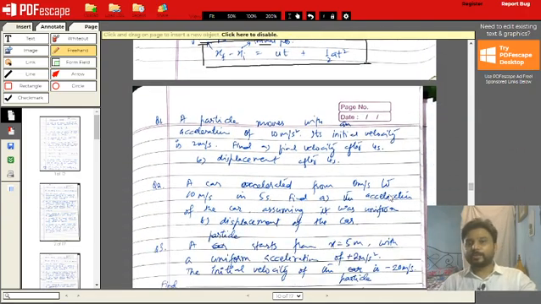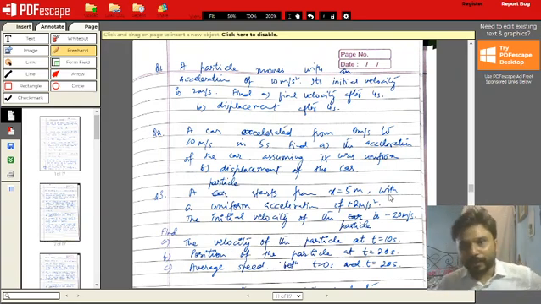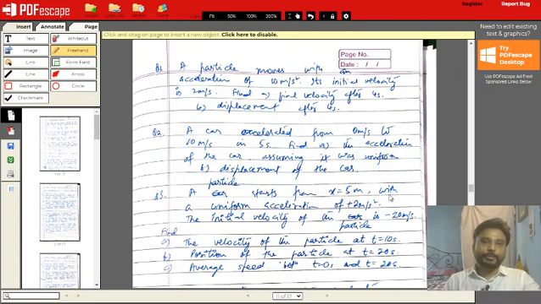Now let us jump to some questions. Question number 1: a particle moves with an acceleration of 10 meter per second square. Its velocity is 2 meter per second. Find the final velocity after 4 seconds and find the displacement of the particle after 4 seconds. This is the objective, or the question, what we want to do. We want to find the final velocity and we want to find the displacement of the particle.